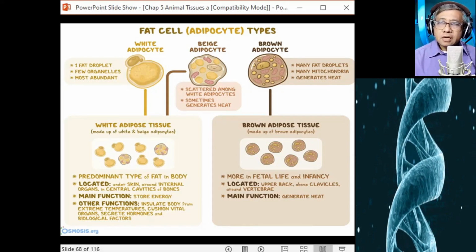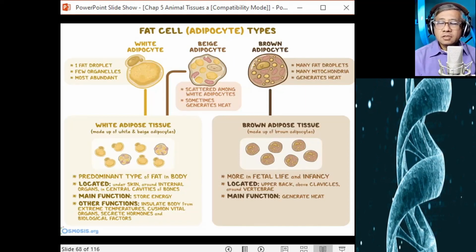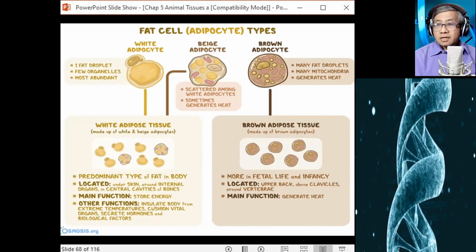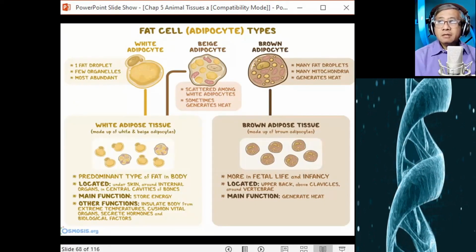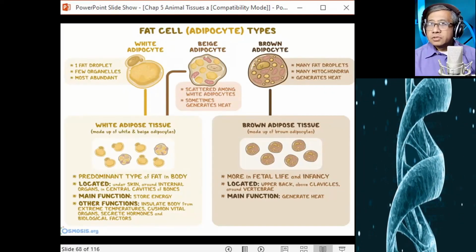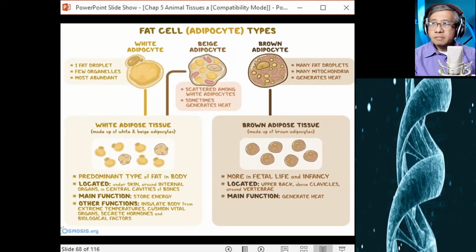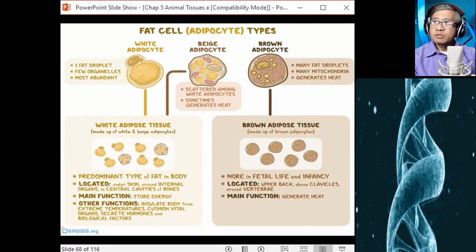So they are scattered among the white adipocytes and they sometimes generate heat. So that's their function. But the cell, the adipocyte that really generates heat, are the brown adipocytes. So again, like white adipose tissue, the brown adipocyte has many fat droplets and many mitochondria.